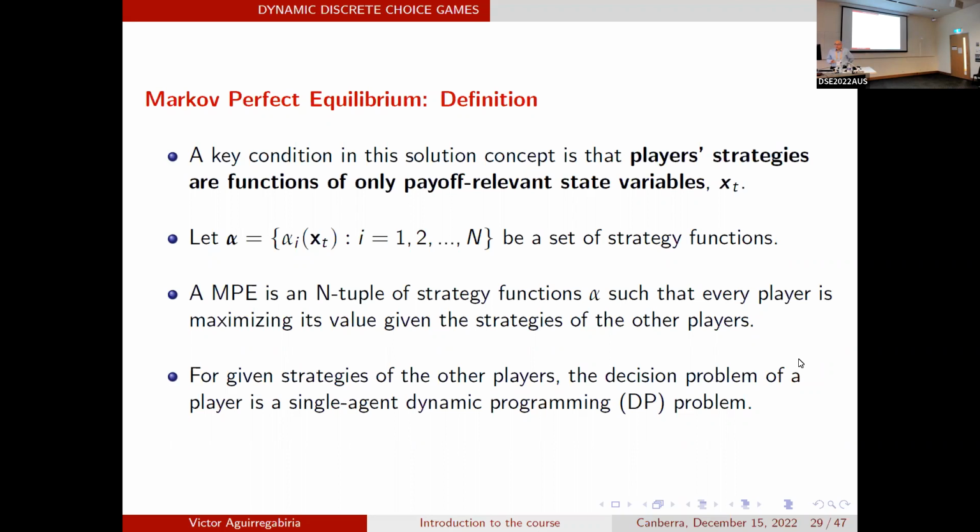Let me say, related to this, that the best response is going to be a function. Taking as given the strategies of the others, the solution of the dynamic programming problem has a unique solution. So best responses are still functions in this model. But of course, despite best responses being functions, we may have multiplicity of equilibria.